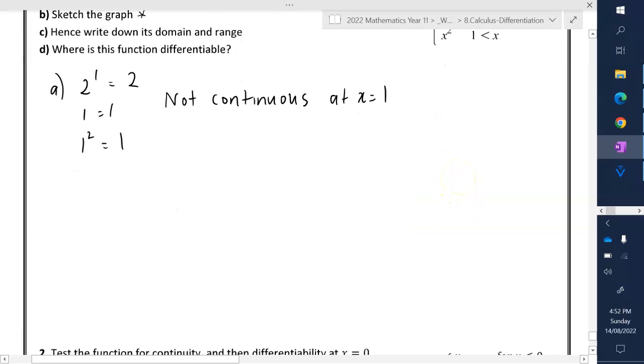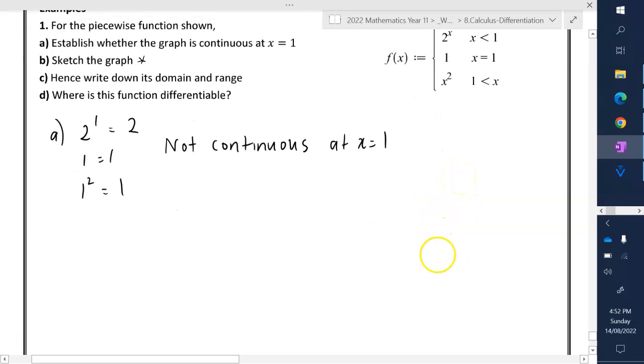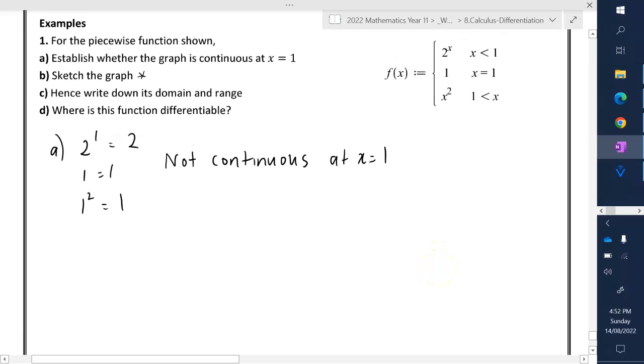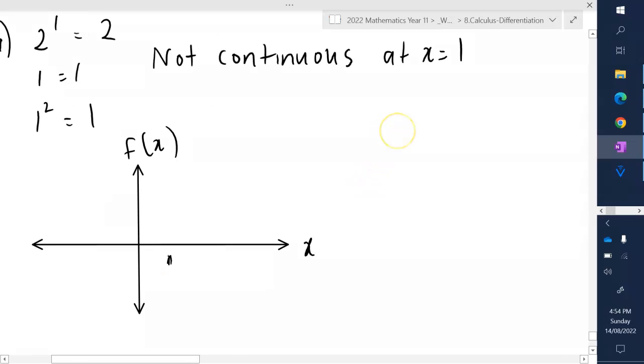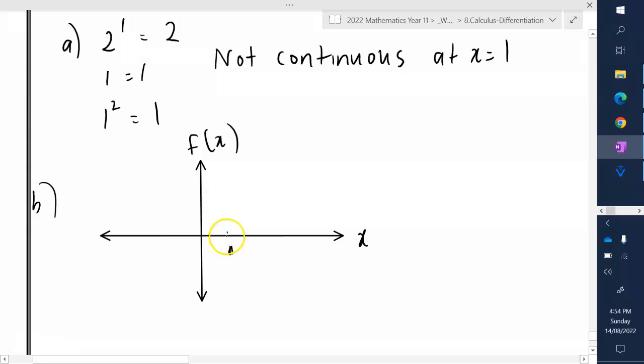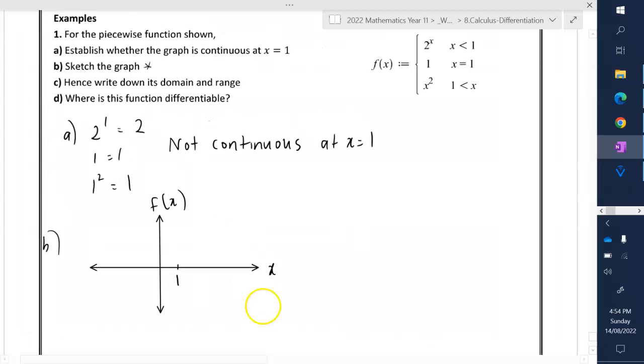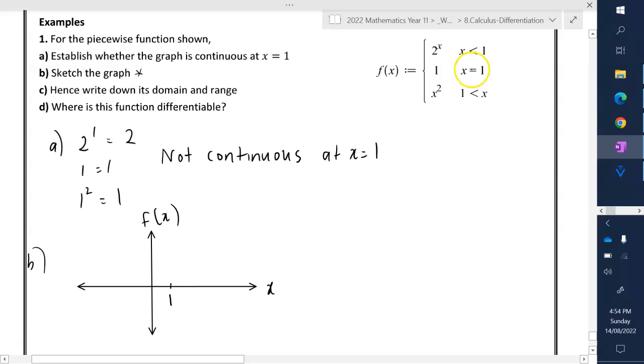Draw yourself a set of axes to start with, and we'll see if we can get you to have a go at drawing it while I do the same as well. Okay, so let's draw that graph. So we've got 1 being a major point here, so I'm going to put 1 down here on my graph. What we're going to do is sketch our graph and see what it looks like. Okay, so when x is equal, I'm going to do the middle one first. When x is equal to 1, our function is equal to 1. So there's a dot there, and there's a 1 there.